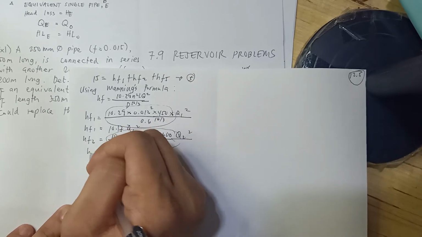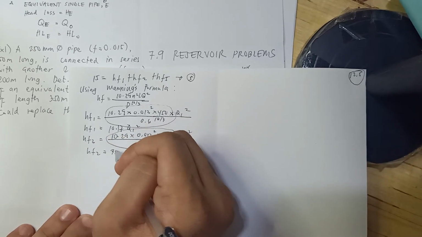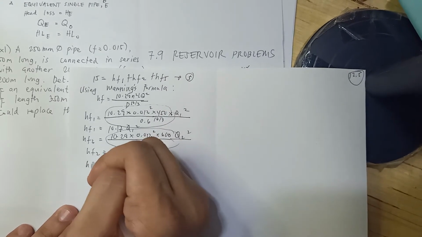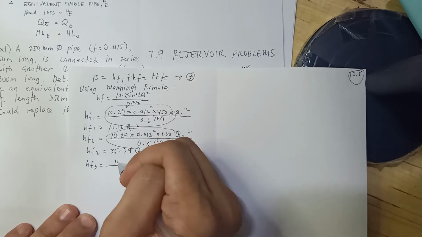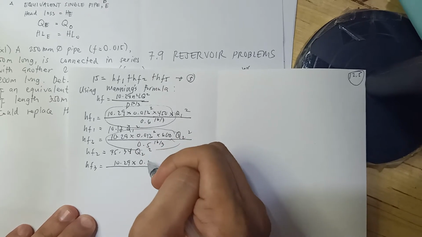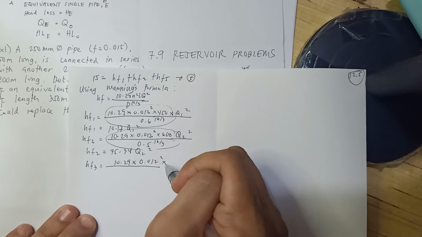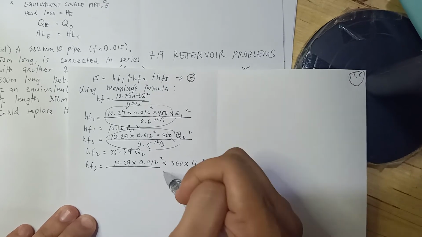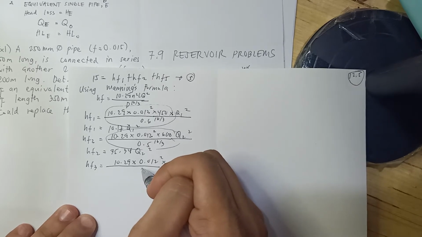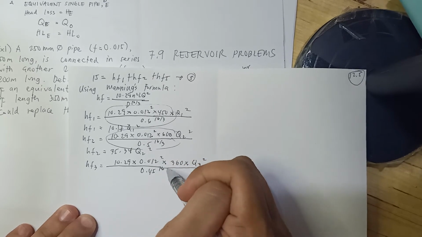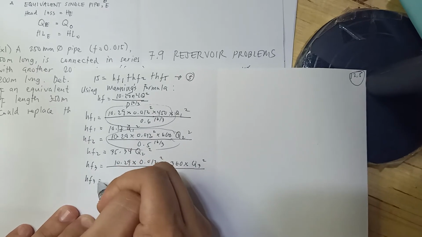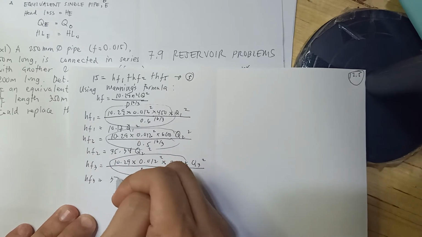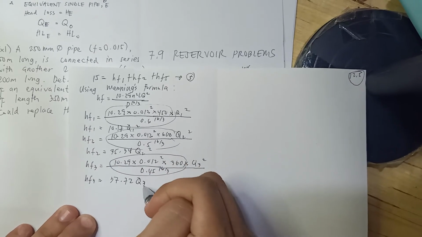So solve this. HF2 now is 35.34 Q sub 2 squared. HF3 is 10.29 times 0.012 squared times 360 times Q sub 3 squared over 0.45 to the power 16 over 3. HF3 now is, again, only this one, so 37.72 Q sub 3 squared.